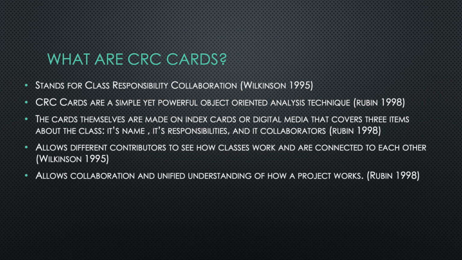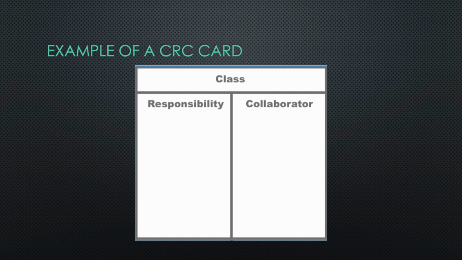The nice thing about this is it allows those contributors to see how the classes work and are connected to each other. And this gives them a unified understanding of how those classes are going to work within the project that they're working on. This is an example of an individual CRC card. As you can see, it's very simple. You have the class at the top, the responsibility, meaning the data and the functions, on the left side, and the collaborators on the right side, meaning the other classes that collaborate with this certain class.